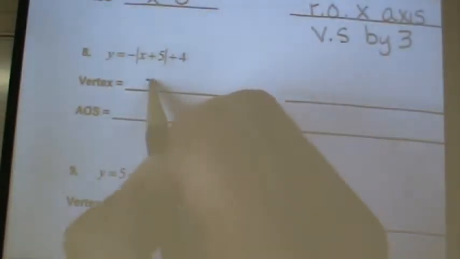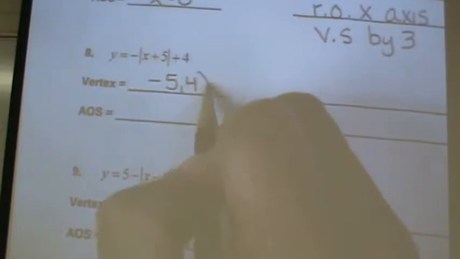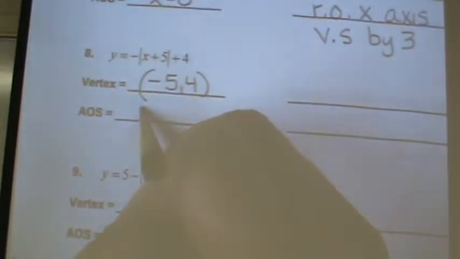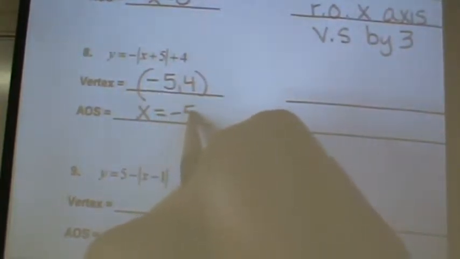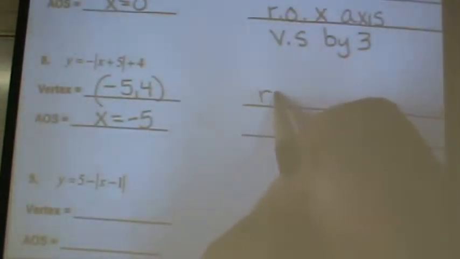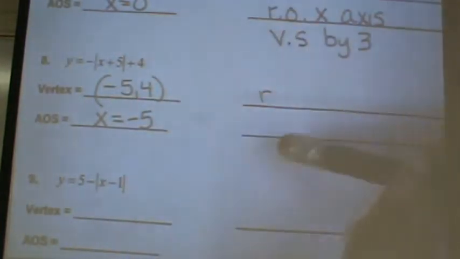Number 8. What's my vertex? Negative 5, 4. What's my axis of symmetry? X equals negative 5. Give me all the transformations. Reflect over the x-axis.